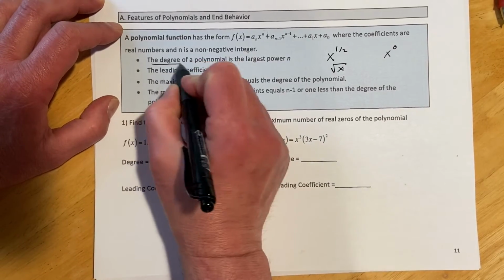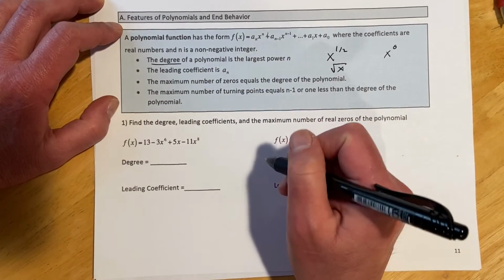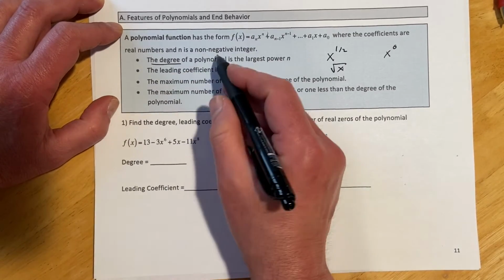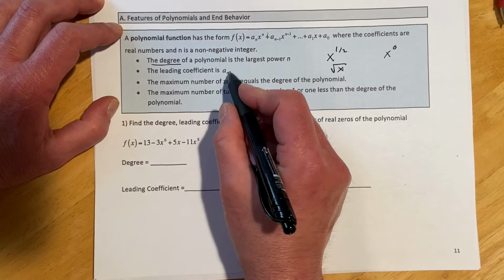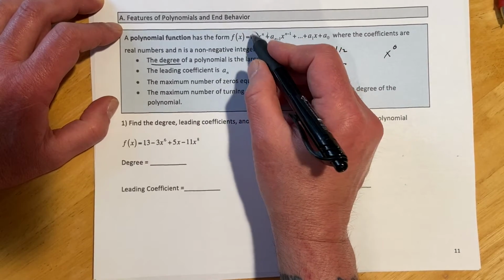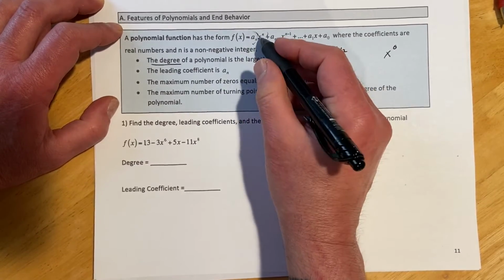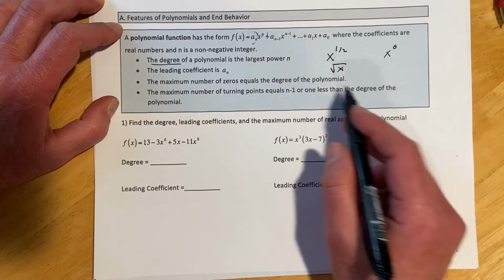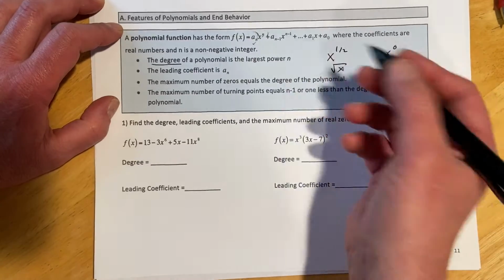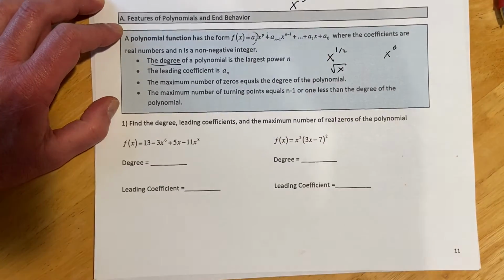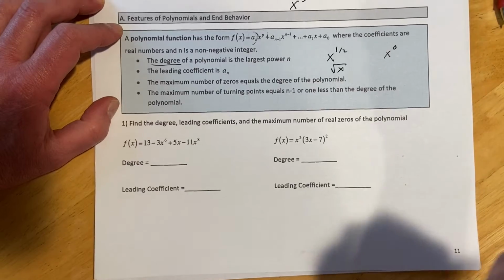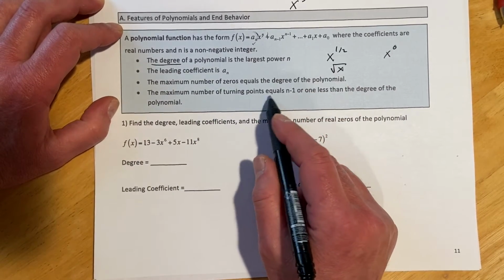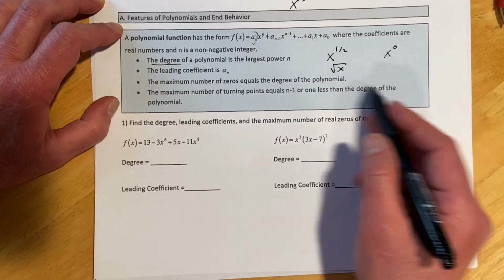A little bit of terminology. The degree of a polynomial is going to be the largest power. So it's not necessarily the one in front, because this one isn't in the right order, but it's going to be the largest power. The leading coefficient is the a sub n, so it's the value in front of the term with the degree of the largest power. Maximum number of zeros equals the degree of the polynomial. So if I have an x cubed, that means the most I can have is 3 zeros. And then the maximum number of turning points equals n minus 1, or 1 less than the degree.